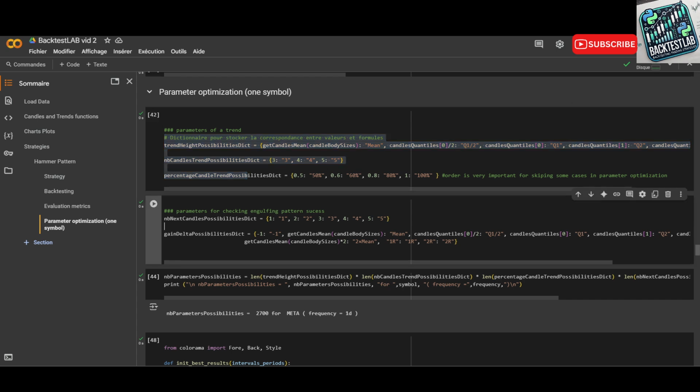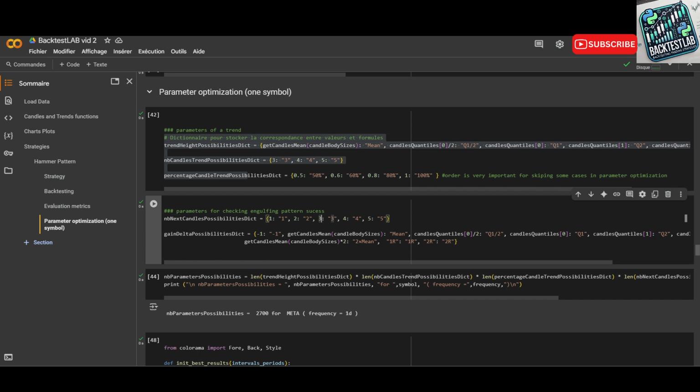After that, for checking the successful trades, I am going to use the same thing. The number of candles that I am going to look through can be 1 candle, that means 1 day, 2 days, or maybe 5 days, let's say 1 week. And the gain delta possibilities: what will be my gain stop? If I am using, for example, -1 and here I am using 5, that means I have to wait until the end of the last 5th candle. If I put 3 here and -1, I have to wait for the closing of the 3rd candle.